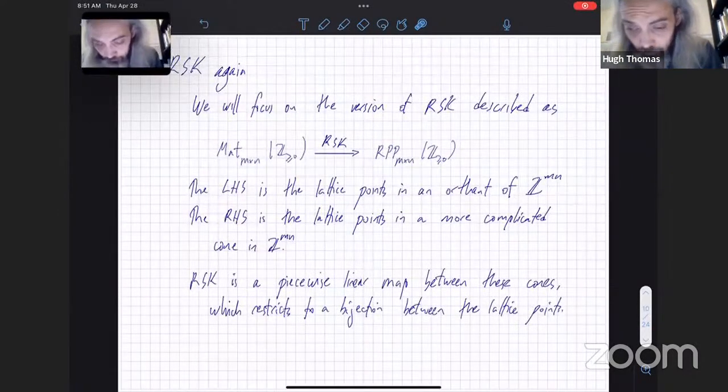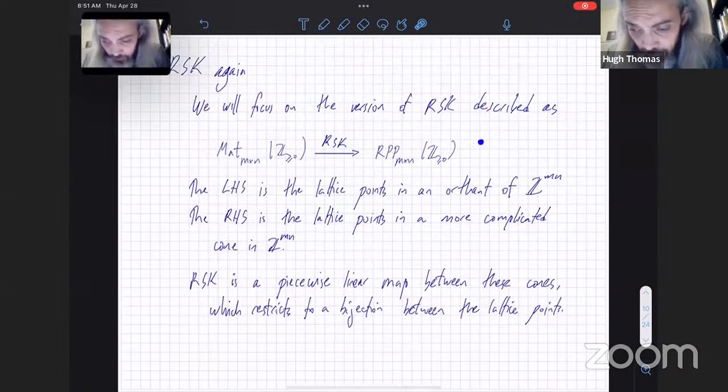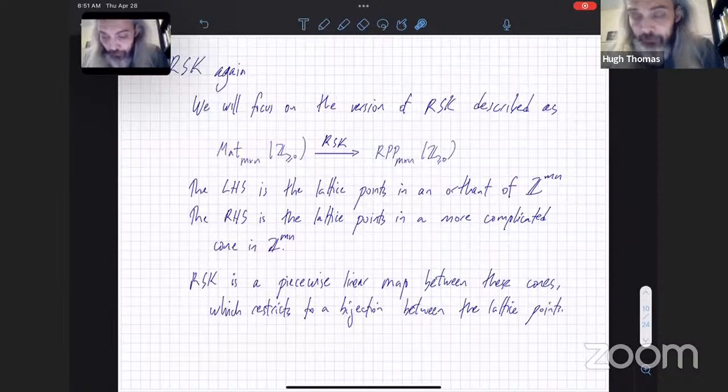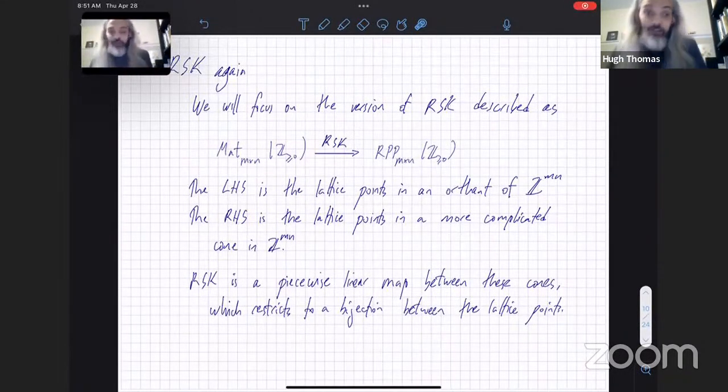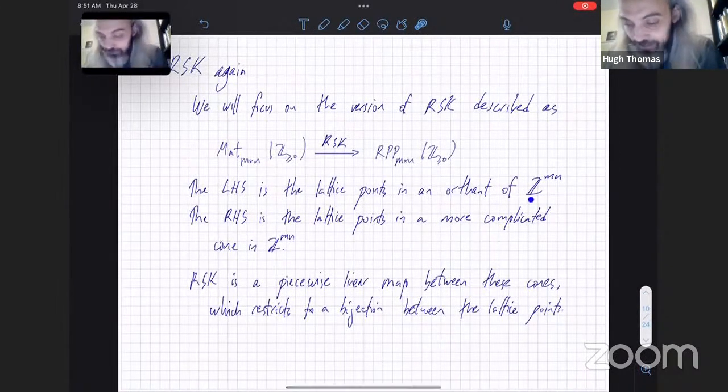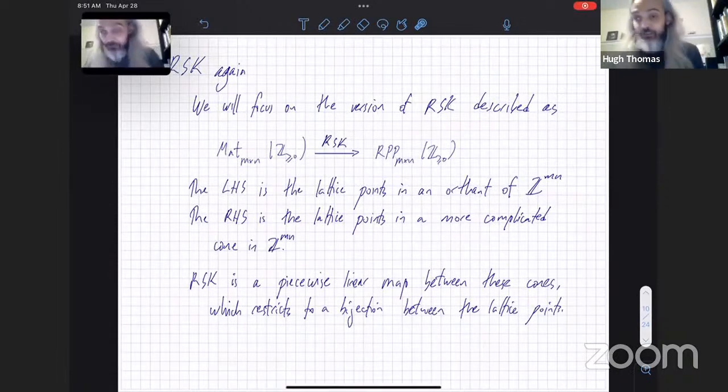So the version of RSK that I'll be talking about, as I said, is really this one. And if we want to, we can think about the left-hand side as being the lattice points, so this is the m by n matrices of non-negative integers, but if you want to think about that convex geometrically, you can think of it as an orthant in Z^{mn}, because there are going to be m times n many non-negative integers. So geometrically, that's just an orthant.